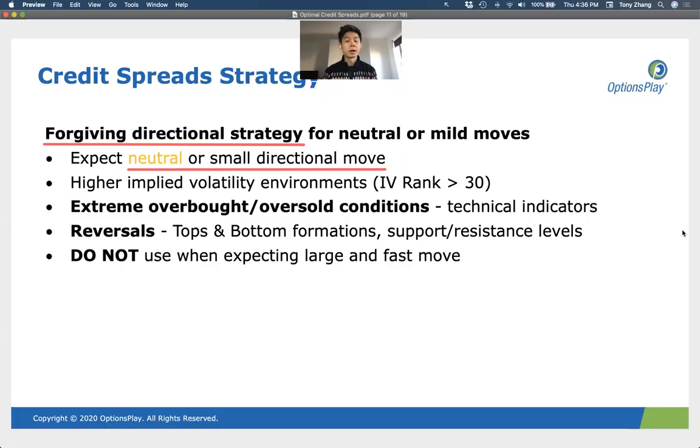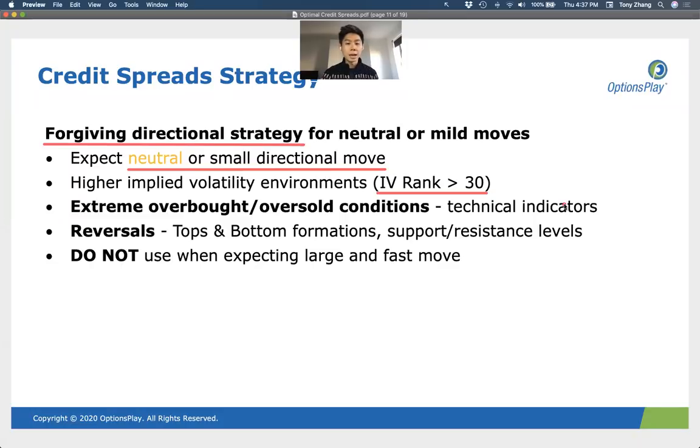Buying debit spreads are very useful when you expect a big move in a specific directional view. Now, credit spreads do generally work better in a higher implied volatility environment. Now, how do you measure a stock with high implied volatility? That's really where we turn to IV rank. We're going to show you how we measure IV rank on our credit spread opportunity report so that you know which ones have higher IV rank.